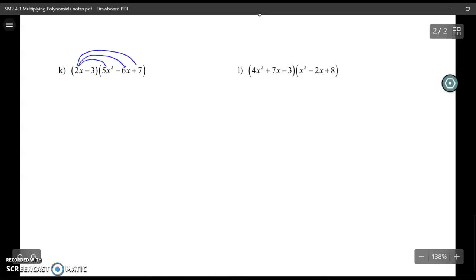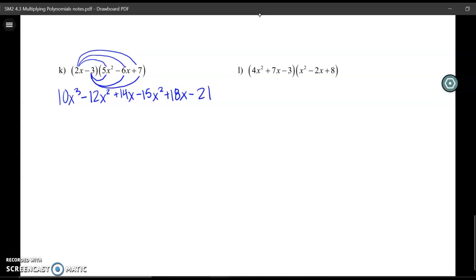Okay, so I would get 2x times 5x squared, which would be 10x cubed, and then 2x times the negative 6x, which would be negative 12x squared, and then 2x times 7, which would be 14x. Then I have to distribute this negative 3 in as well. So negative 3 times negative 5x is negative 15x squared. Negative 3 times a negative 6x is 18x. And negative 3 times a 7 is going to be negative 21. Okay, so the key here is that I just took everything from the first polynomial and just distributed it to everything in the second set.